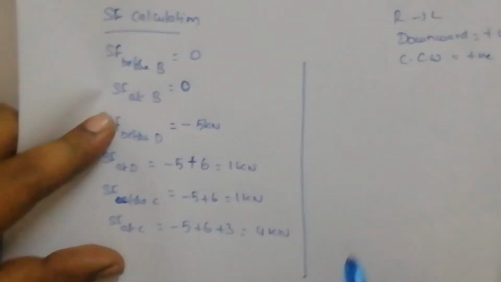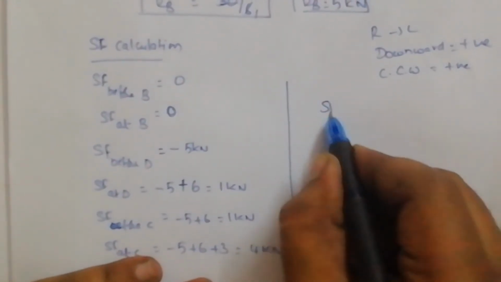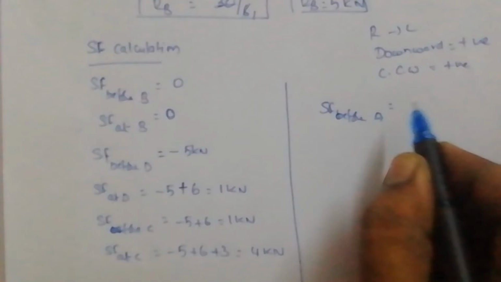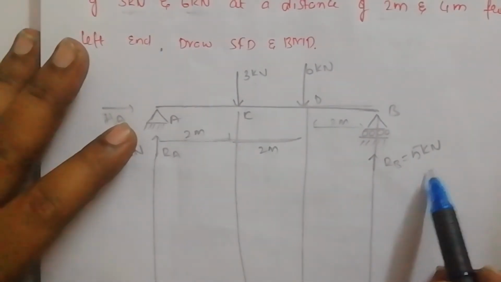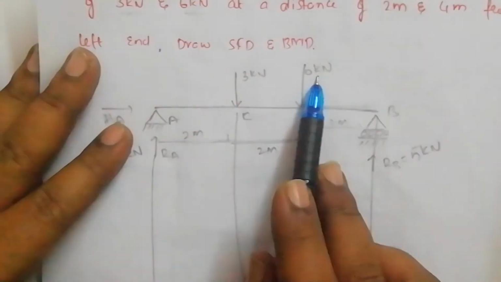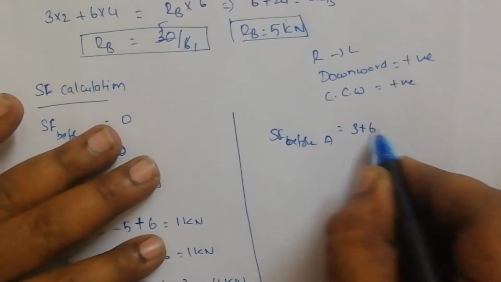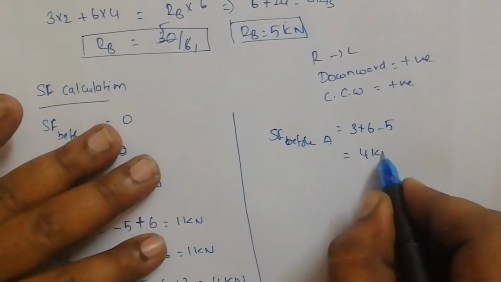Next, okay, clear? Next is shear force before point A. Before point A means you have to consider all the forces which are to the right of it. So let us see in the diagram what are the forces to the right of point A. We have 5 kilonewton, 6 kilonewton, 3 kilonewton. These two are acting downward, this is acting upward. So these two should be added, this should be subtracted. So that is 3 plus 6 minus 5, which gives 4 kilonewton.